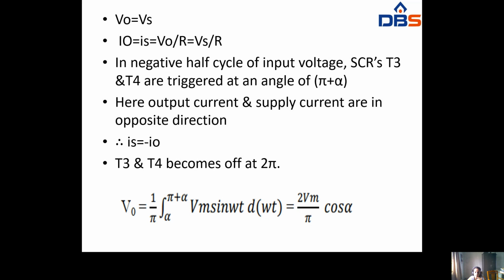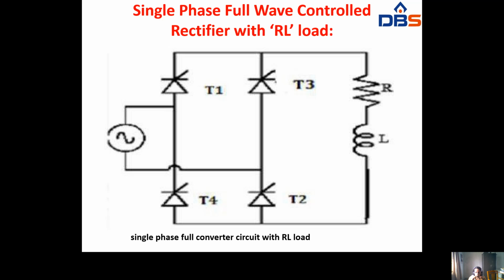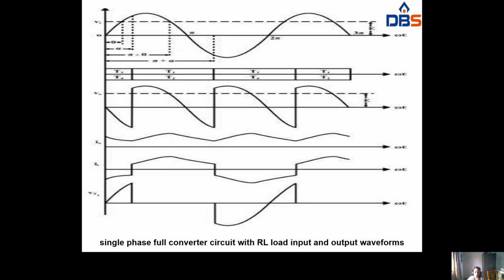Okay. So next we have to see the single phase full wave controlled rectifier with RL load, resistive and inductive load. Here T1 and T2 will be conducting in the positive half cycle, and T3 and T4 will be conducting in the negative half cycle. This is the circuit diagram for the single phase full wave converter circuit with RL load. Now we have to see the input and output waveforms.